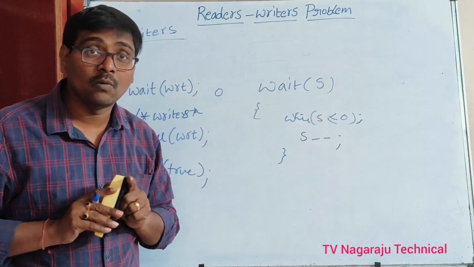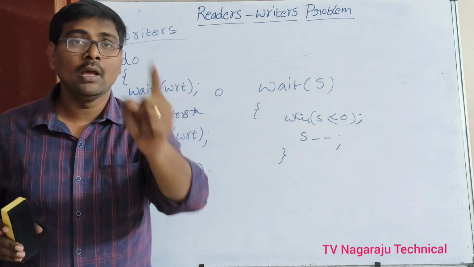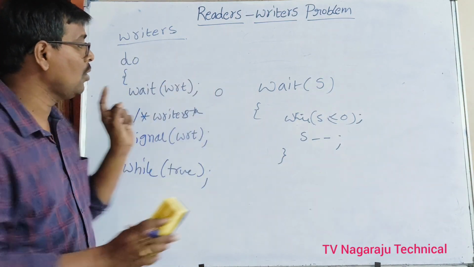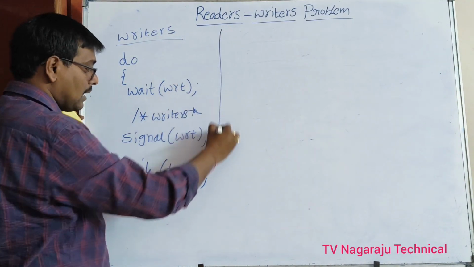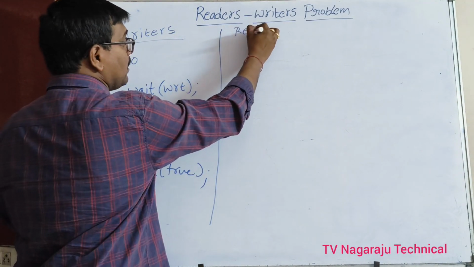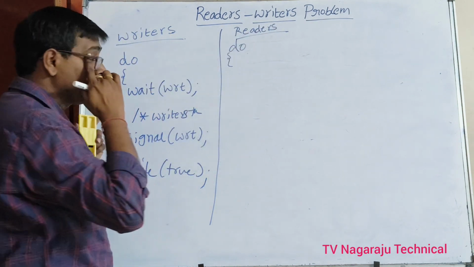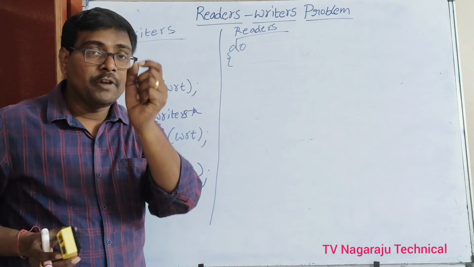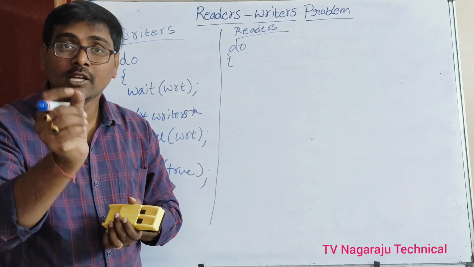Now, what is the other one? Coming to readers. Any number of readers are allowed, but writers are not allowed. Now, we are providing the solution for the readers. Understand? For the readers, how do I write? First, anyway, repetition: if a reader wants to enter into the critical section, what is your aim?